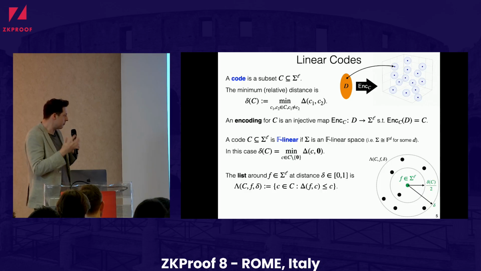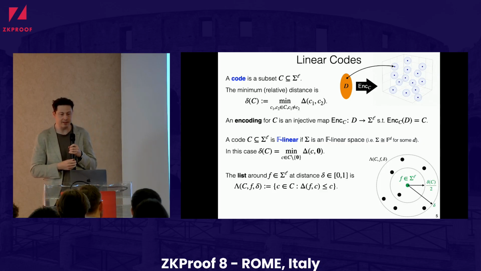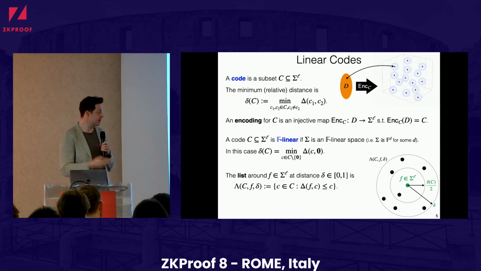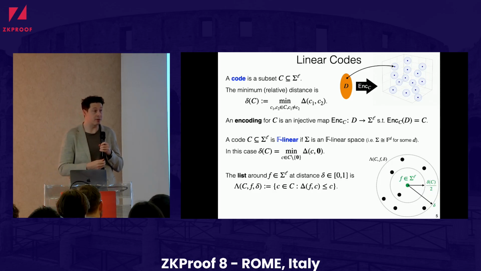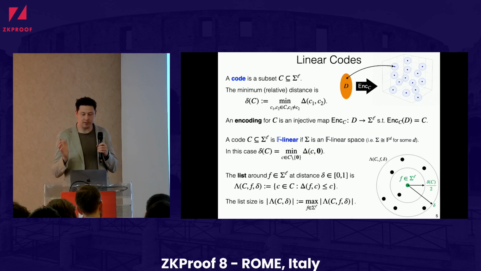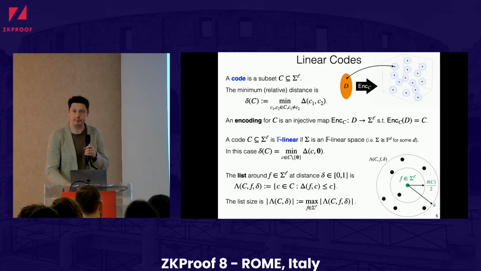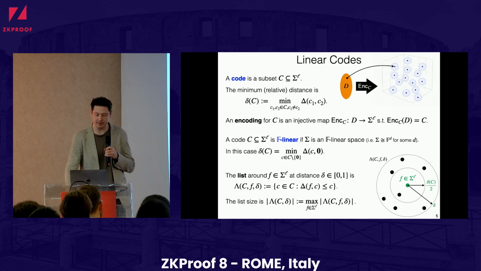And one of the things that we've learned in designing efficient IOPs is that we have to make sure to work at distances where this list is not too large. Otherwise, we don't know how to design protocols that are sound. Okay, so that's all the notation we're going to need about linear codes. It should be a good review, particularly for those of you who sat in Dan's talk.